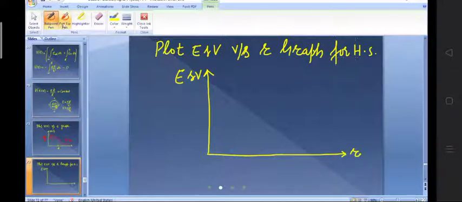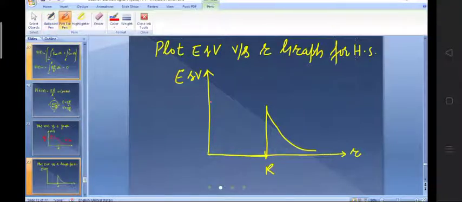So first of all, we can plot the field graph. What will be the field graph? Here capital R is the surface. Wait a second. Then the electrostatic field graph will be something like this. This will be the electrostatic field graph. Fine. And what about the potential graph?